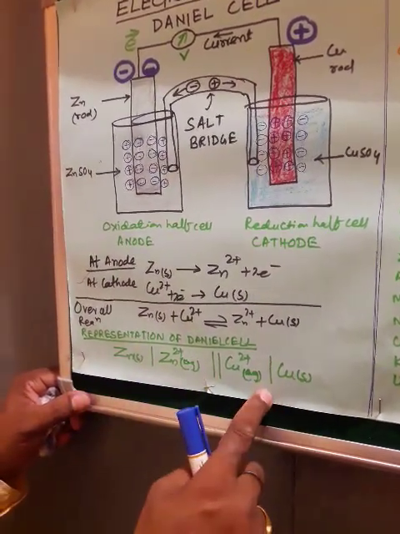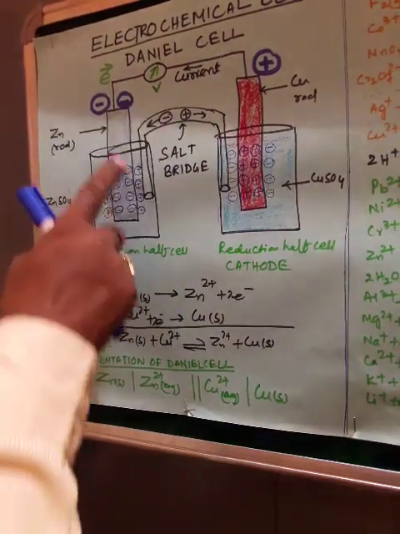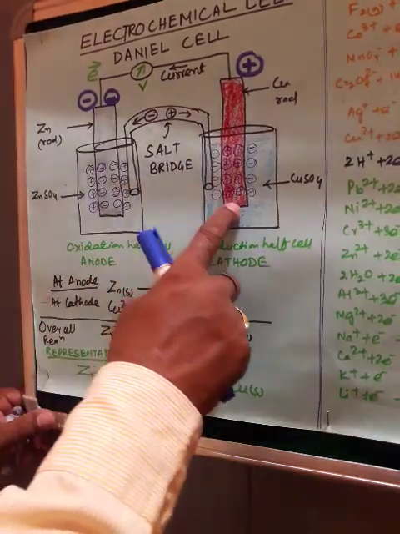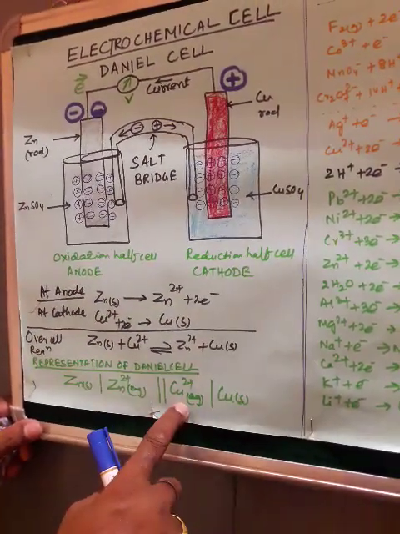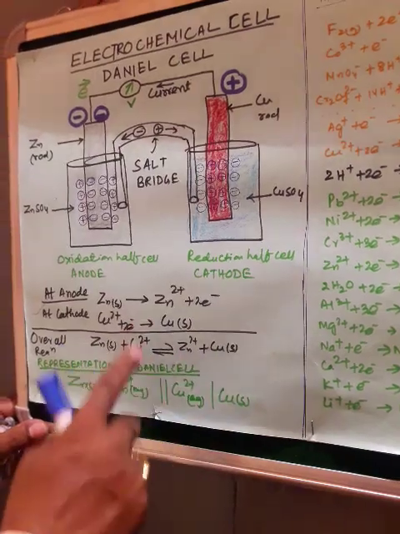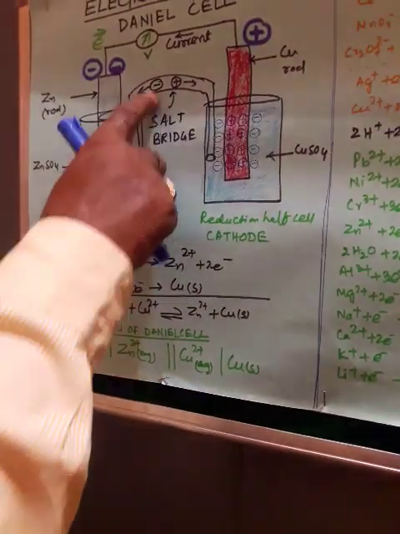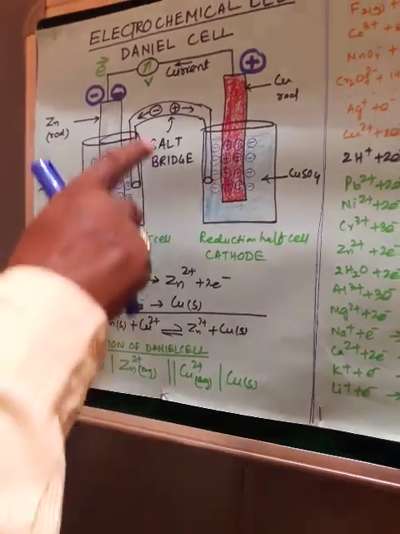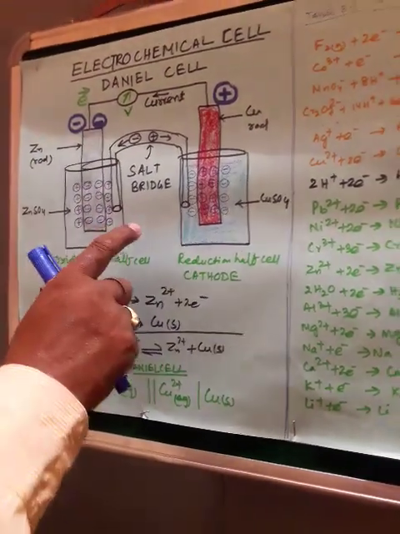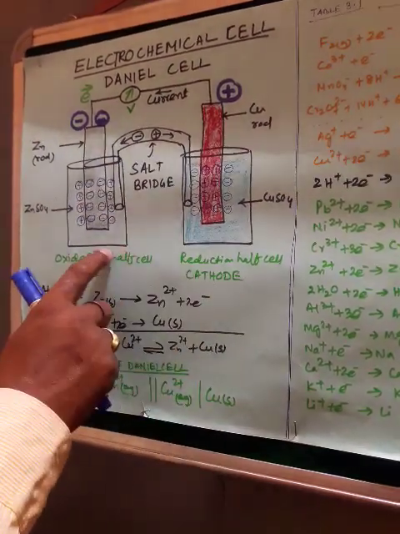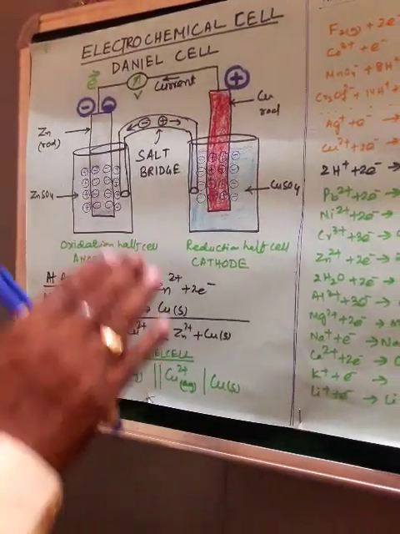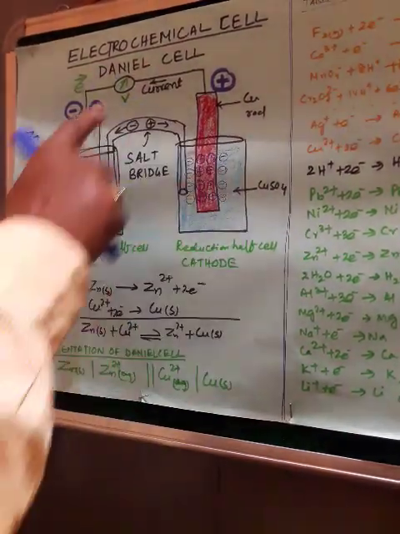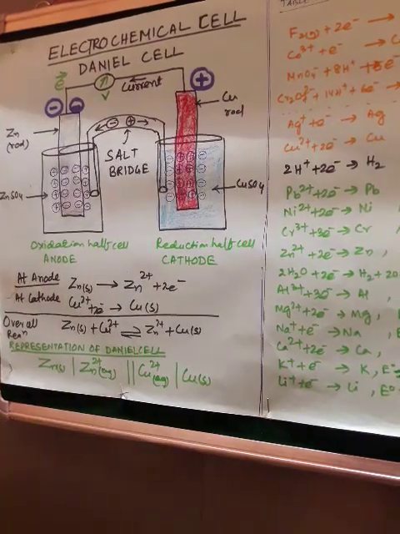The single slash indicates a boundary separation. The zinc rod, solid, is separated by the aqueous solution of zinc sulfate, so there is a boundary line. Similarly the copper rod is dipped in copper sulfate, so there is a boundary line, and the two parallel lines indicate the presence of the salt bridge. The salt bridge is a U tube consisting of inert electrolytes which joins these two half cells and therefore completes the circuit. Second, it maintains electrical neutrality. By completing the circuit, it allows the current to flow, and therefore you can draw electricity.